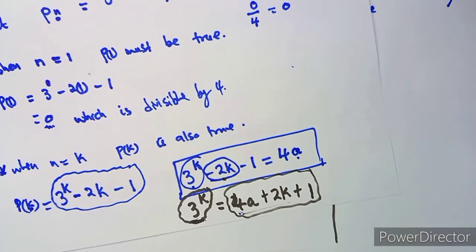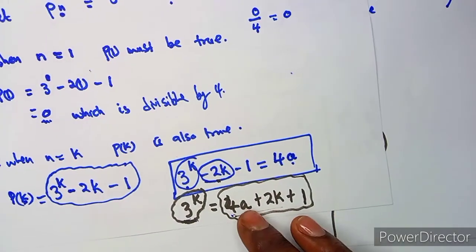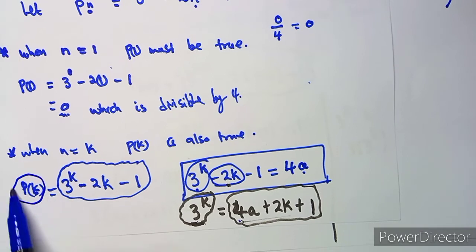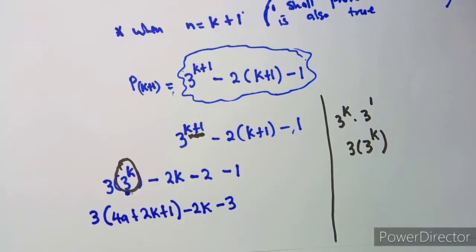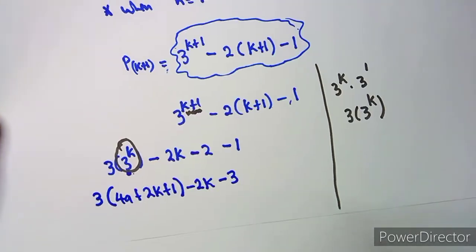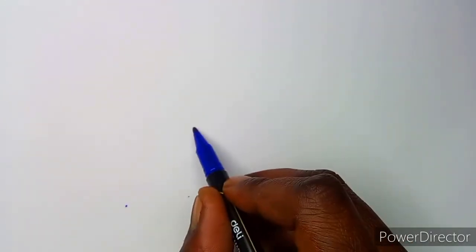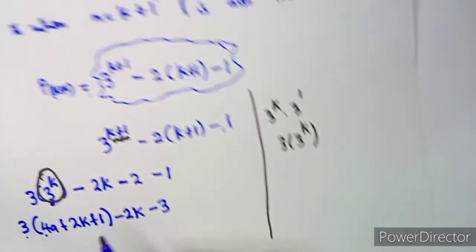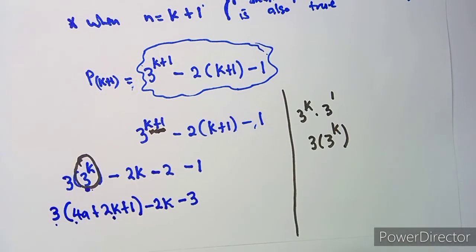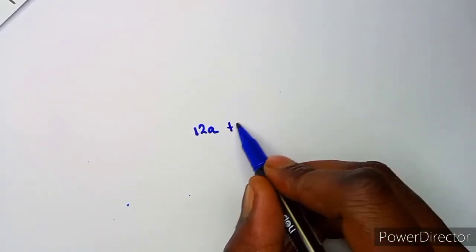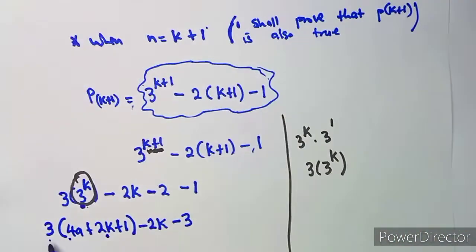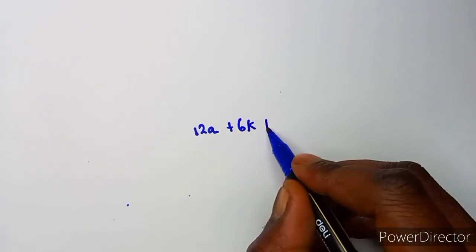So after substituting this 3 to the exponent of k from your pk here, now you can prove that this is going to be divisible by what? By 4. So let us prove, guys, and see what you're going to have at the end from the statement that we are going to have here. So 3 times 4, that is 12a. All right, 3 times 2, which is 6k, plus 3 times 1, which is plus 3.